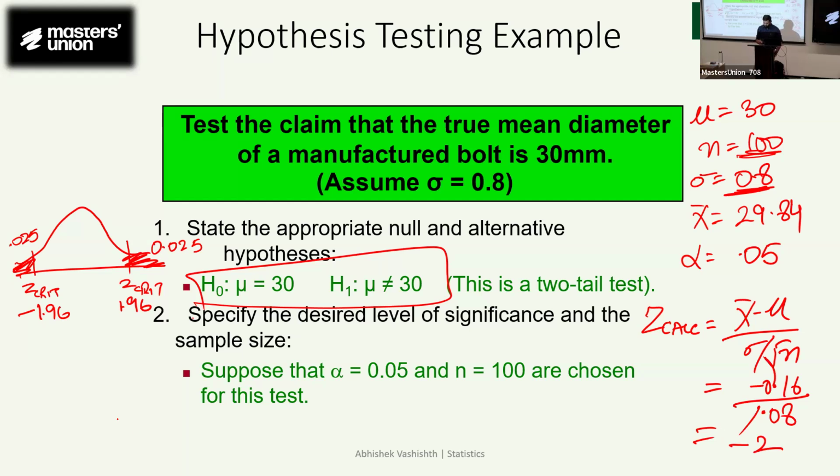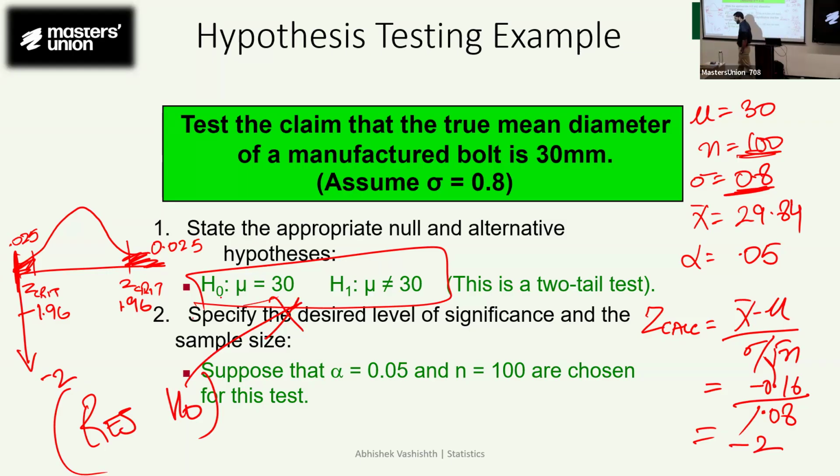Where will negative 2 be in this? Negative 2 is inside this or outside this? Outside this. So you get negative 2, so you will say reject H naught. That means you're rejecting this, which says that mu is equal to 30. So your conclusion will be that the diameter of the bolt is not 30. We can reject the claim and say that this is not 30. One way of doing it.